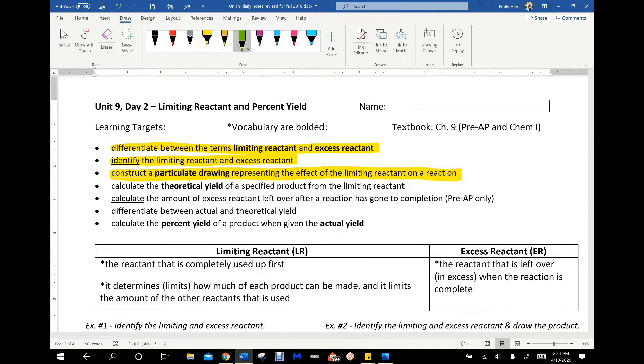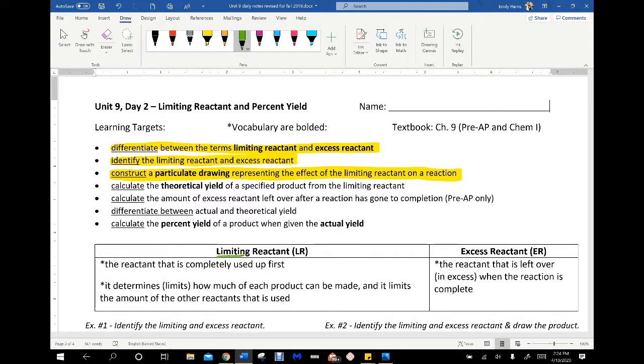Probably, just by the words limiting and excess, you already have a good idea of what they do. So the limiting reactant is whichever reactant is completely used up first. Therefore, it determines or limits how much of each product can be made, and it also limits the amount of the other reactants that are used. The idea is that when the limiting reactant runs out, the reaction stops. That means no more reactants are used, and also no more product is made.